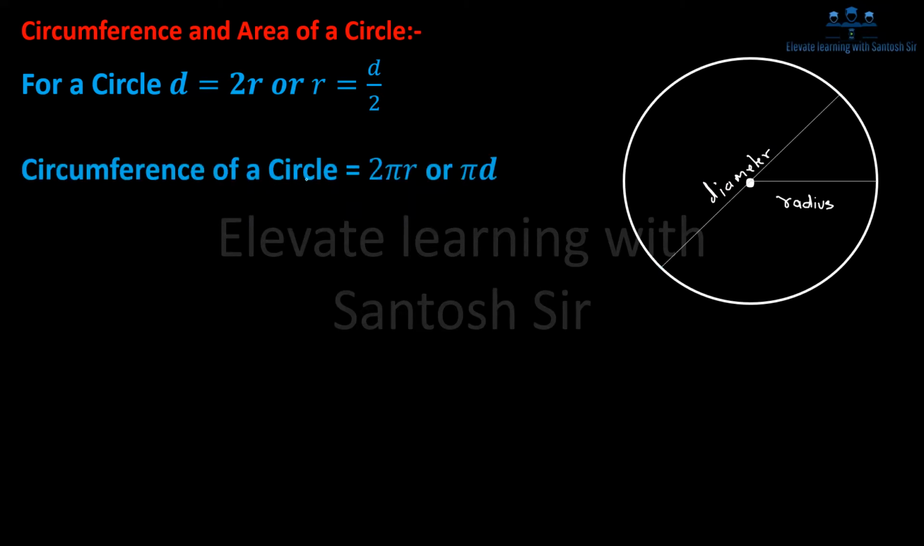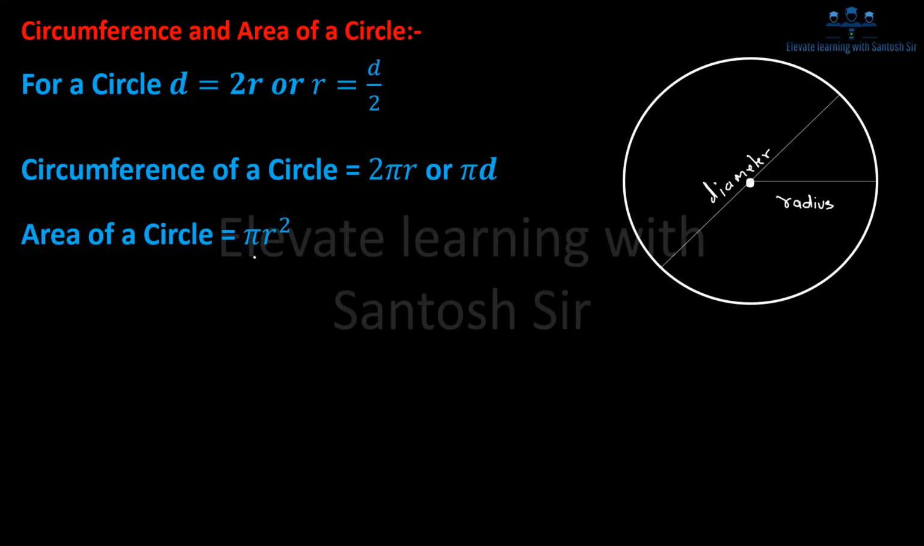Circumference of a circle is given by 2 methods, 2 pi r or pi d. As we know that 2 times the radius is nothing but the diameter, we are just replacing 2r with d. So we can have the circumference as 2 pi r, or we can have it as pi d. Area of a circle is given by pi r square.